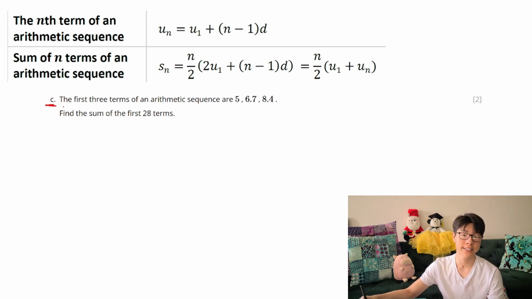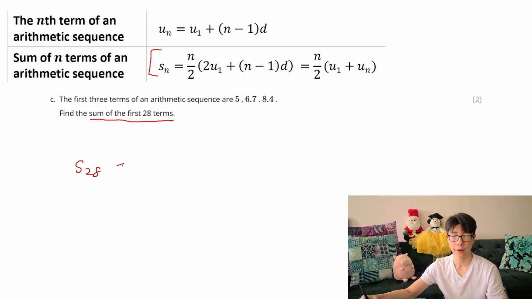Okay, so this is part C of the question before. We're given the same three terms of the arithmetic sequence, but in this case, we want to find the sum of the first 28 terms, okay? Which means we will have to opt for the second equation, which is this one right here. Now, how do we use this equation? Well, Sn being the sum of the first n terms, we basically know what we want to find, the sum of the first 28 terms, right?